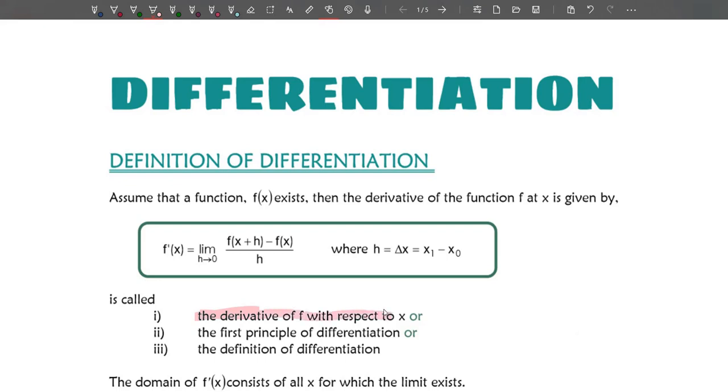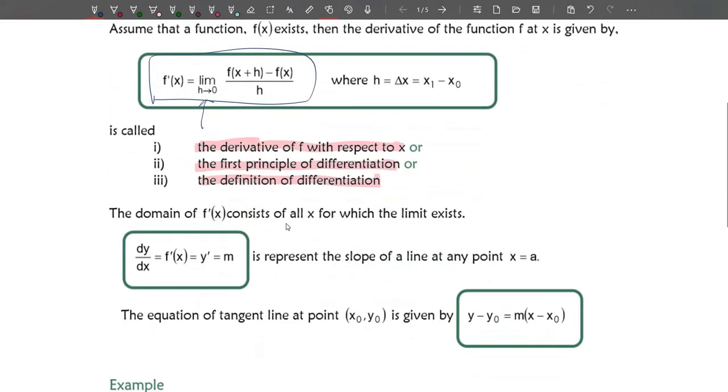Okay, the same thing, or the first principle of differentiation, the definition of differentiation. All these three actually refer to this formula. Okay? And then the domain of f prime x consists of all x for which the limit exists. Okay? That's the terms there.